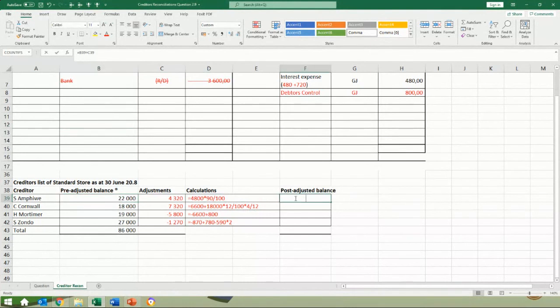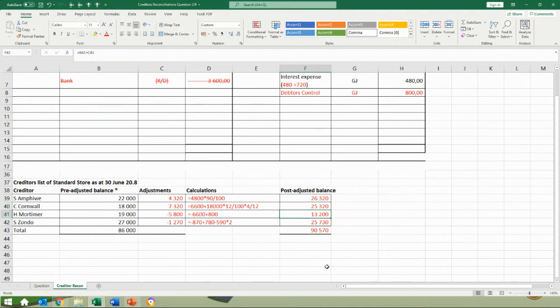So now you do your post adjustment. So you take the pre-adjustment plus the adjustment and you add them up. So that means the creditors listing based on the adjustments, the new balance for S&P is 26,320.